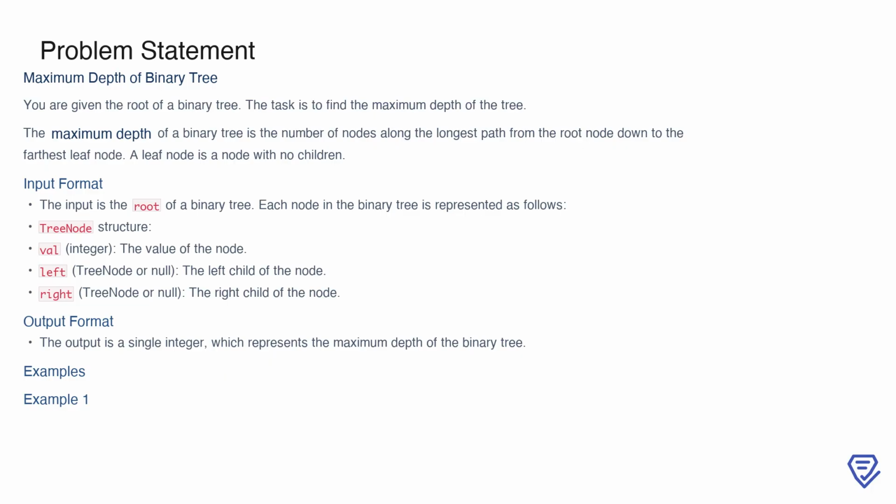The maximum depth refers to the number of nodes along the longest path starting from the root node and going down to the farthest leaf node. A leaf node is a node that does not have any children.